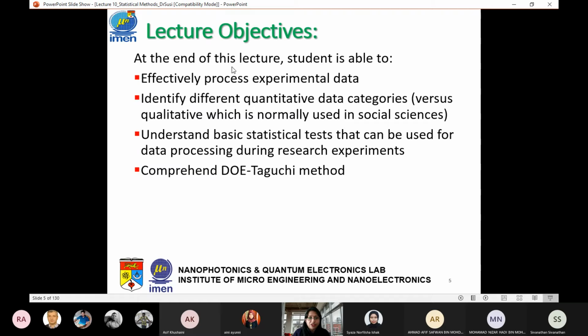So at the end of this lecture, you're supposed to be able to effectively process experimental data and identify different quantitative data categories. This is in comparison with qualitative data, which is normally used in social sciences. Since all of you are in IMEN, I presume that all of you will be doing experimental work, which involves quantitative data.